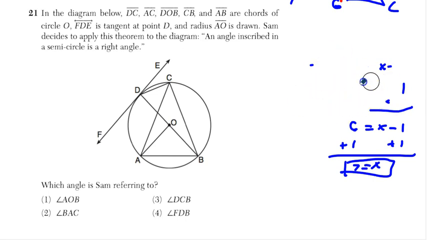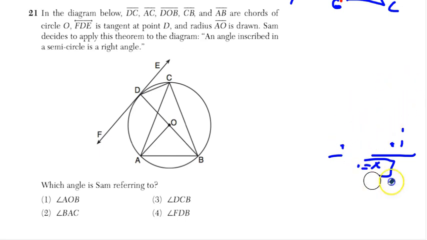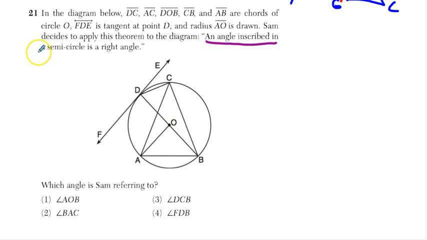In the diagram below, DC, AC, DOB, CB, and AB are chords of circle O. FDE is a tangent at point D, and the radius AO is drawn. Holy cow, that's a lot of stuff drawn. Sam decides to apply this theorem to the diagram. An angle inscribed in a semicircle is a right angle. Which angle is Sam referring to?